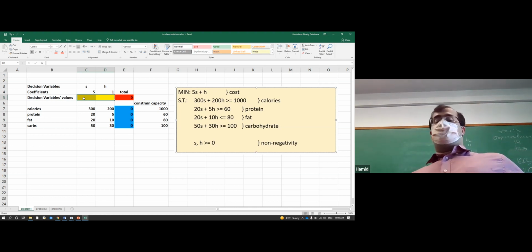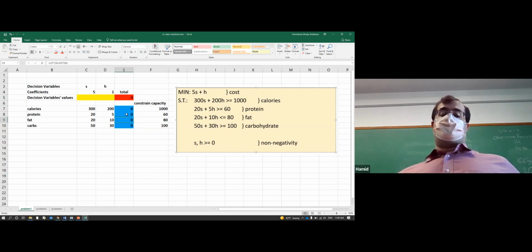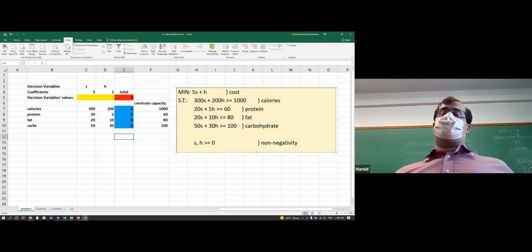Similarly, you make the formula for the protein constraint, for carbs, and also for fat. So far, we have just formulated all the constraints and the objective function. Now we should let Excel know what we mean here. So we introduce these formulations to Excel through Solver. So click on Data, then select Solver.